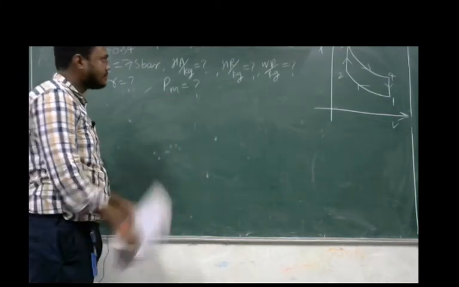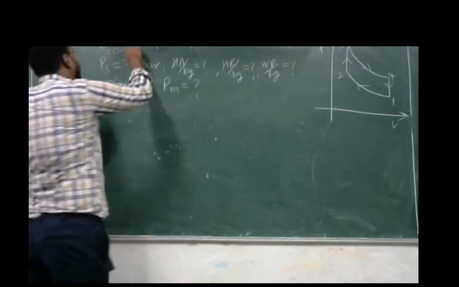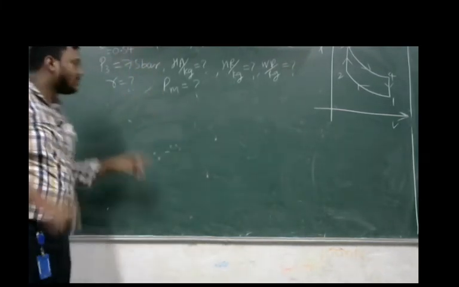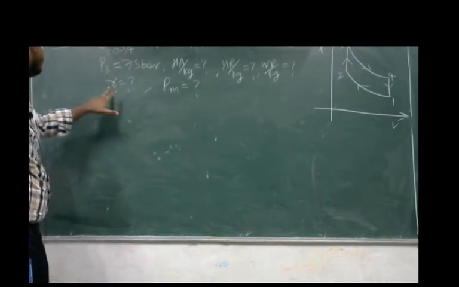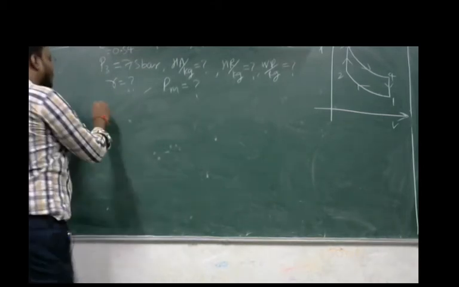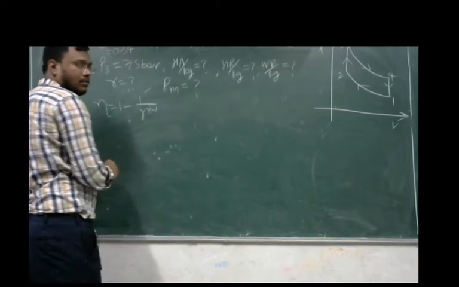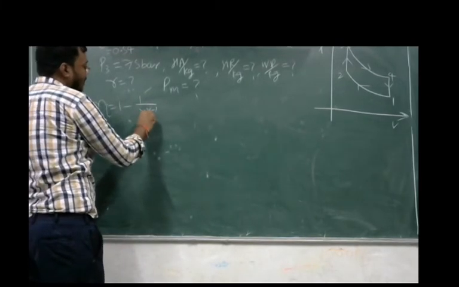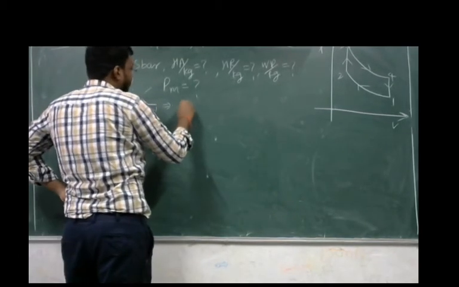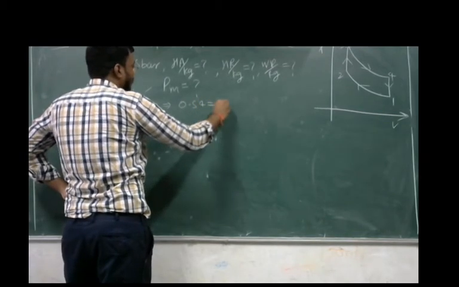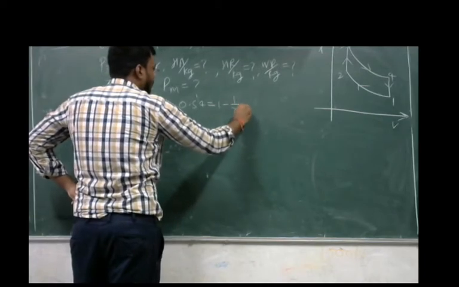Okay, so in this question efficiency is given. So first I am starting with compression ratio, because the efficiency of the Otto cycle is given, so you can easily calculate the value of compression ratio. You know the formula, eta is equal to 1 minus 1 by r to the power gamma minus 1. Eta is given as 0.54, put the value: 0.54 equals 1 minus 1 by r to the power gamma minus 1. Gamma means 1.4 minus 1.